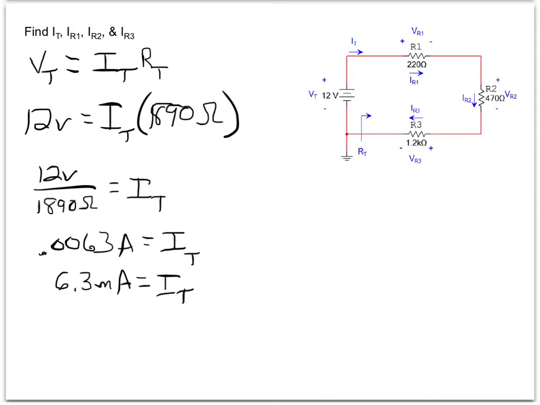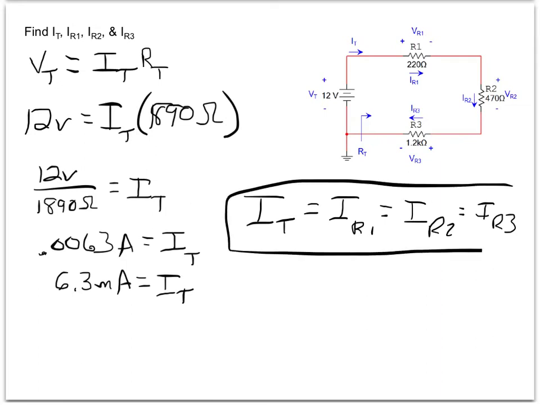So what does that mean? Let me write that down first of all. This was a fact on the previous slide. Current of the total is equal to the current at each component. And since we just found out the total current was 6.3 milliamps, we could say that all these things up here are all equal to 6.3 milliamps. Each component is 6.3 milliamps.